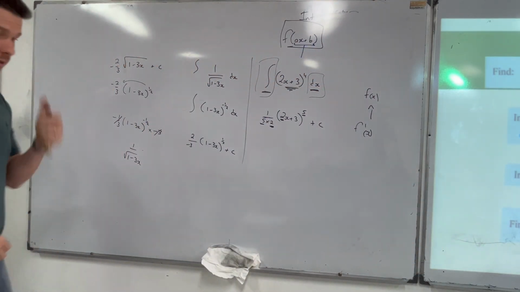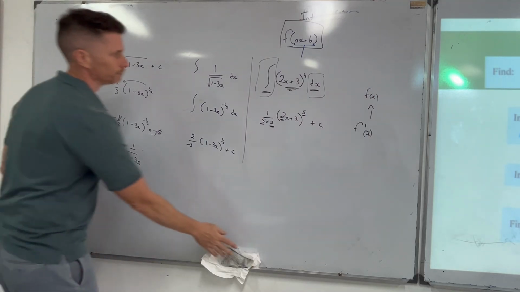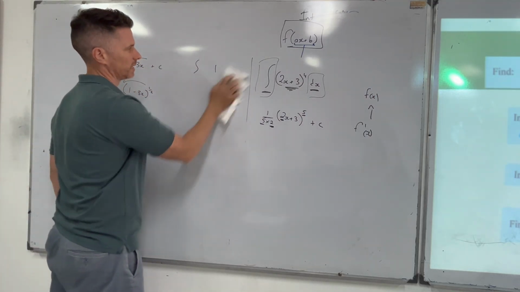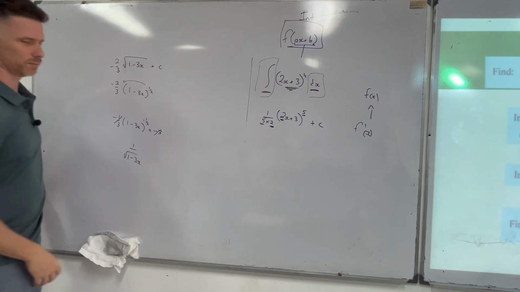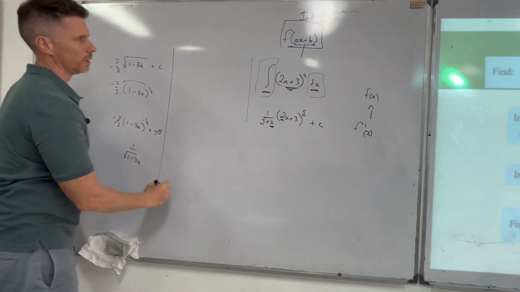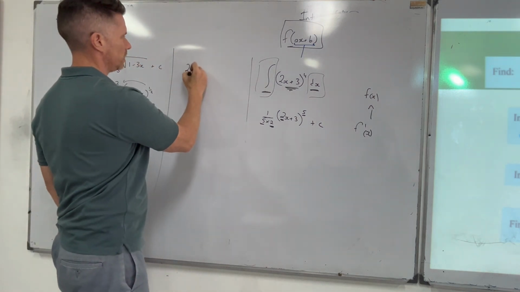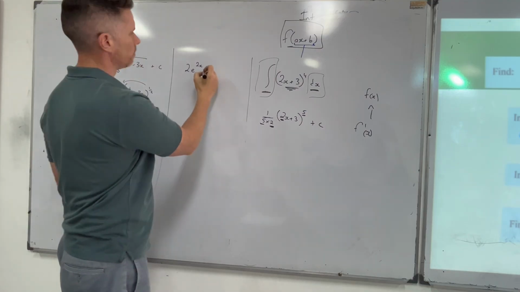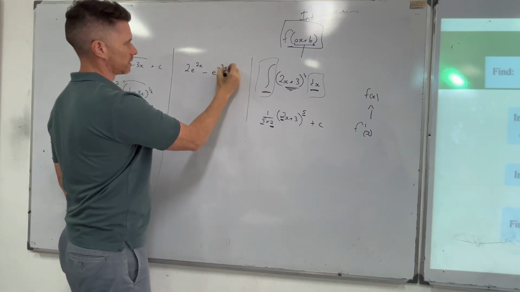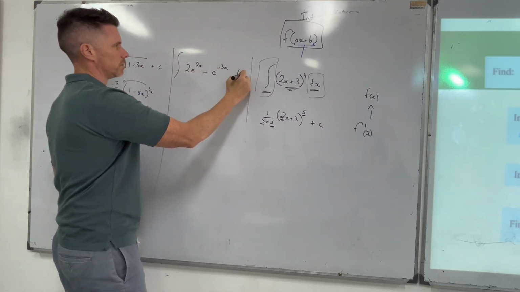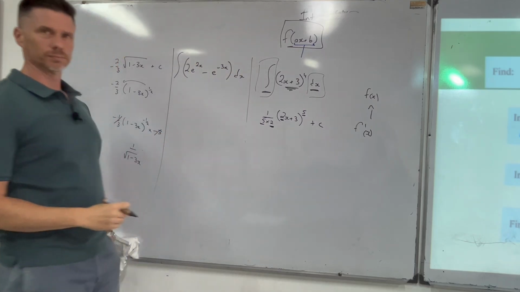All right, let's do one with e to the x, and then I'll show you. I think you probably can figure out the formulaic method of doing this, but: 2e to the 2x minus e to the minus 3x. Integrate that.